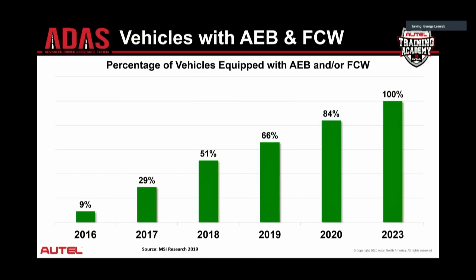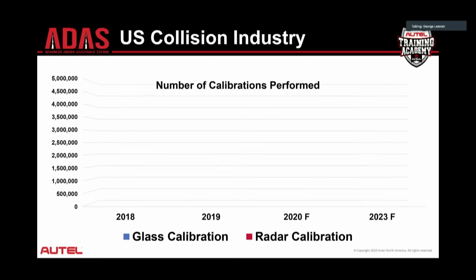But this is only talking about radar calibrations. There are a variety of other systems that we will have to address after collisions, windshield replacements, front wheel alignments, chassis adjustments, changes in ride height, changes in tire size, things of that nature. Here's a, I found interesting survey that was performed for the U.S.